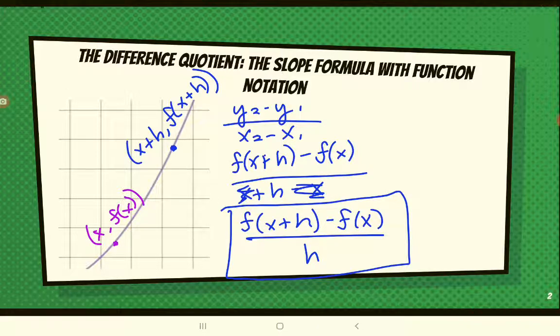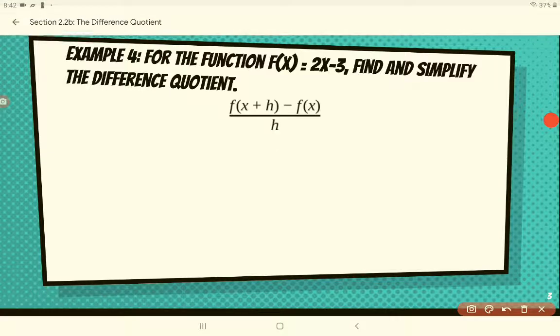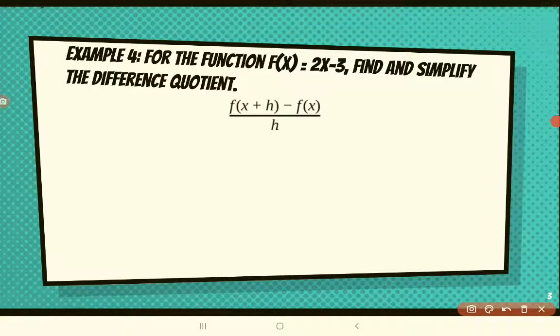So let me give you an example of how to go about using the difference quotient. It says for the function f of x equals 2x minus 3, find and simplify the difference quotient. And just a reminder here, this is a line, right? So if the difference quotient is basically the same thing as slope, then when I find my difference quotient, I should get 2. So that'll be a way of us checking ourselves. So here's how I start off with the difference quotient. It says, first of all, find f of x plus h. So that means go to that function there, 2x minus 3, and plug in x plus h. So wherever I see an x, I'm replacing it with x plus h.